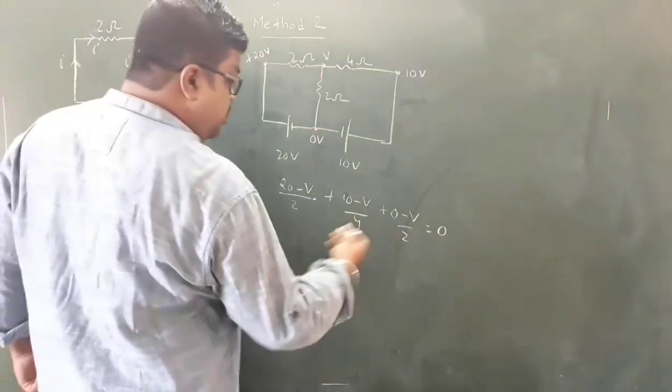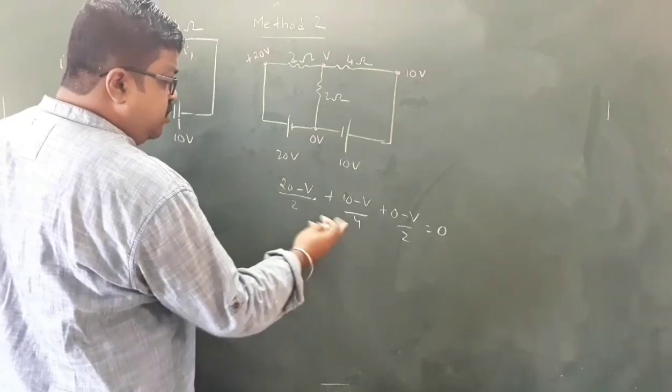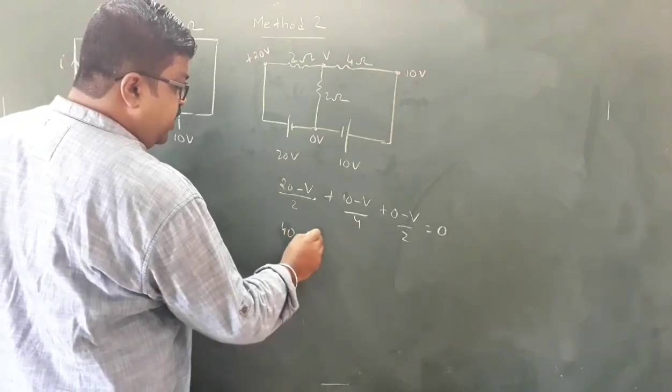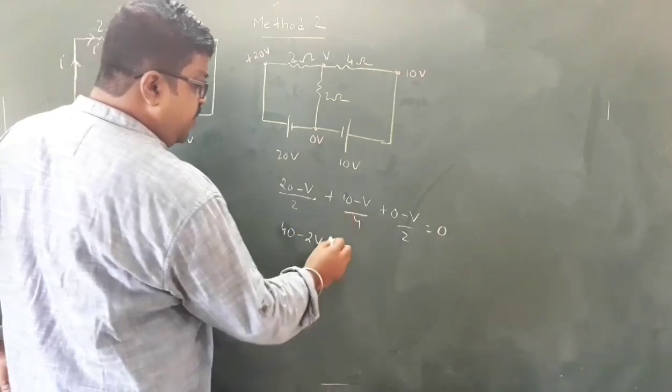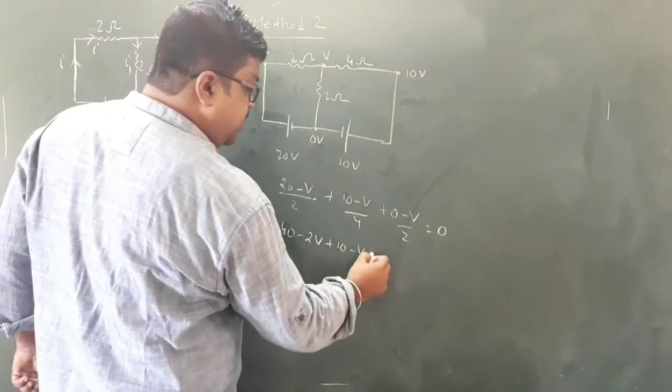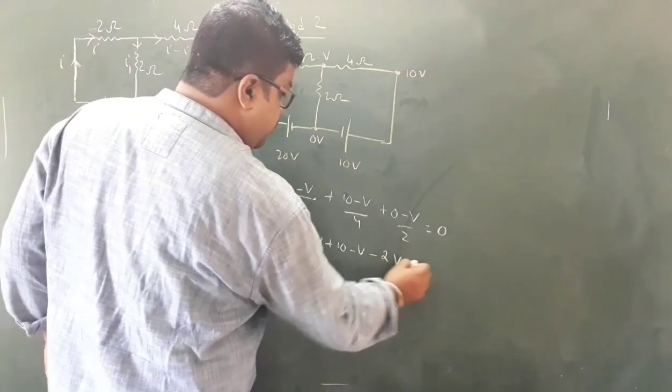Now if I take the LCM, this is 40 minus 2V plus 10 minus V, then minus 2V is equal to 0.